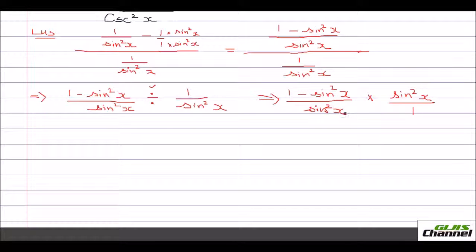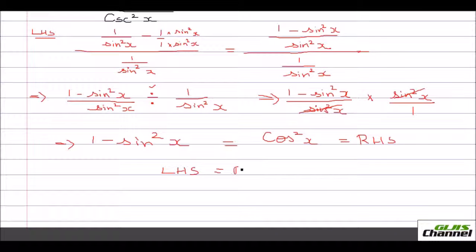Okay. So this would get cancelled, and I have 1 minus sine square x left. So we know 1 minus sine square x is cos square x. So that is what they wanted us to prove. So we arrived at the right hand side. So LHS is equal to your RHS.